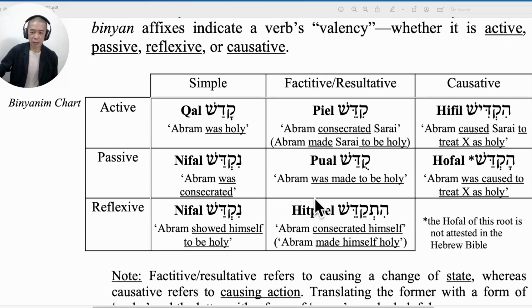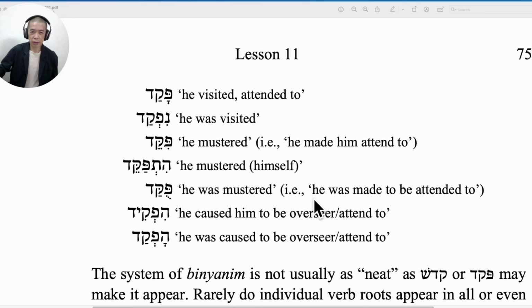So let's take a look at some other verb. For Paqad is a verb that means he visited or he attended to. So in another form, it will be Niqad, meaning he was visited, meaning it was passive. For Piqed, it means he mastered. This is the Piel form.